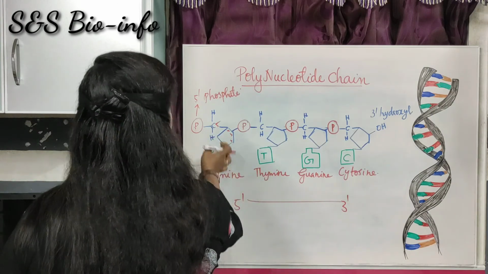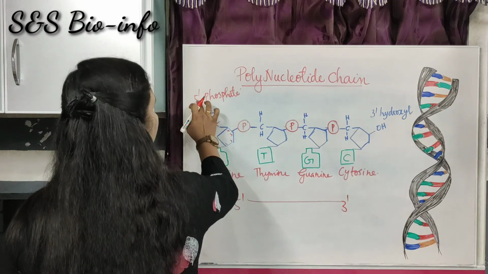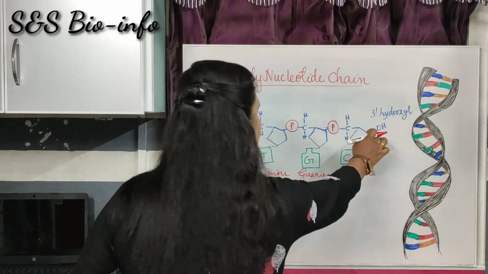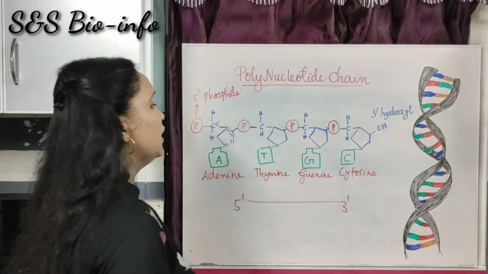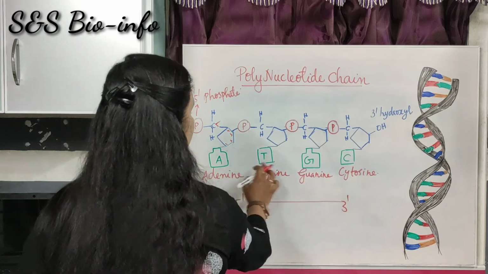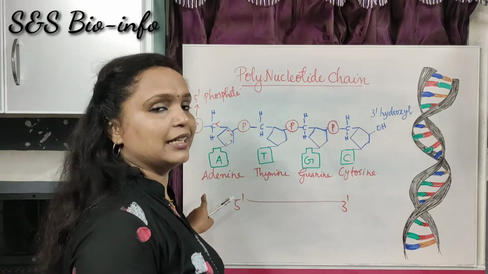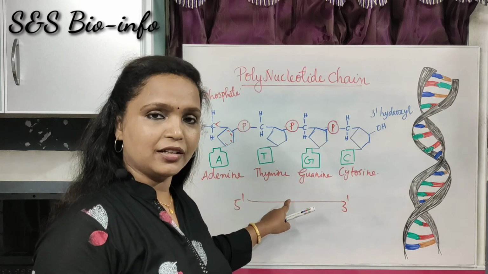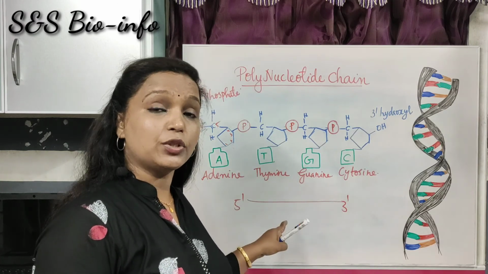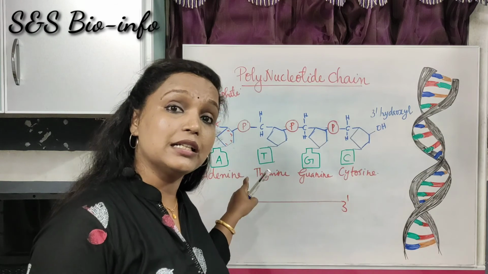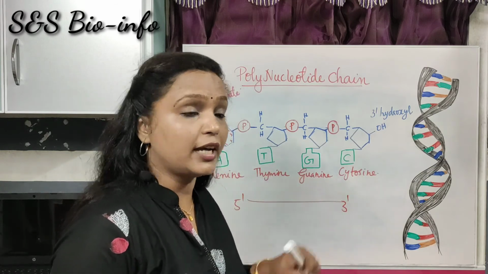As the strand has a free phosphate at the 5' end and a free hydroxyl group at the 3' end, the polarity of the strand is 5' to 3'. This is a single-stranded polynucleotide chain. It is similar to RNA. RNA is a single-stranded polynucleotide.